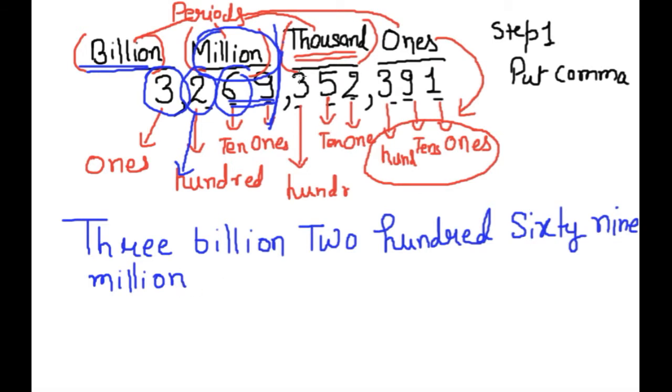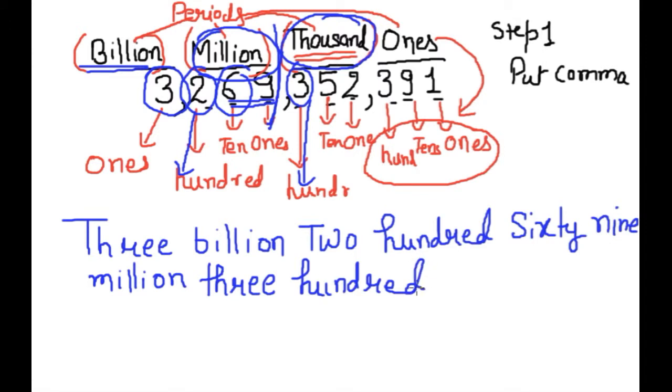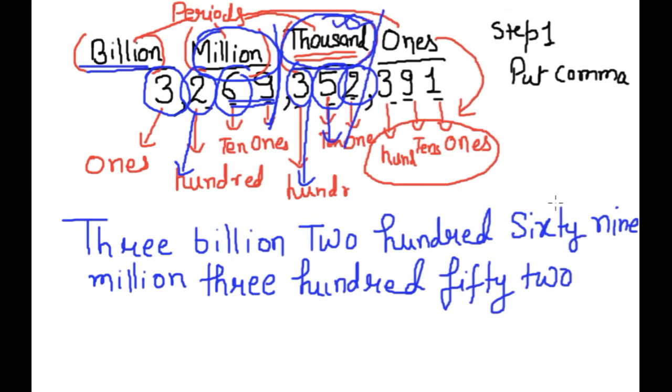Now come to 3. Here the 1000 period started, so we will write first 3. Now the place value of 3 is 100, so 300. Now come to 5. The place value of 5 is tens. So we will write 352. Here this 1000 period is over, so we will write 1000.